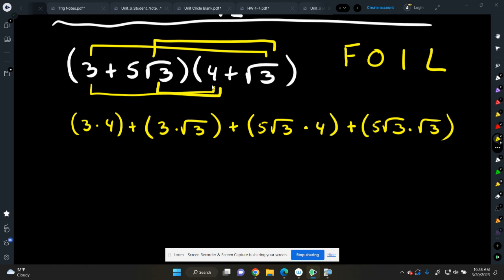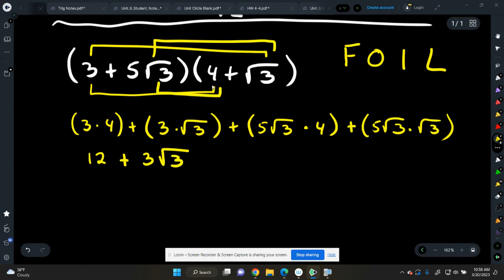Okay, so we know 3 times 4. We know that's 12. Plus, now this 3 times the square root of 3, we can't do anything with that. That's just 3 root 3. Okay. How about this next one?